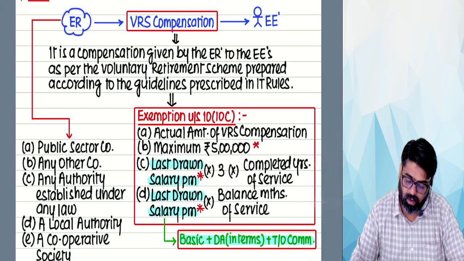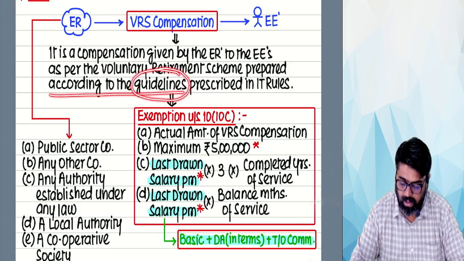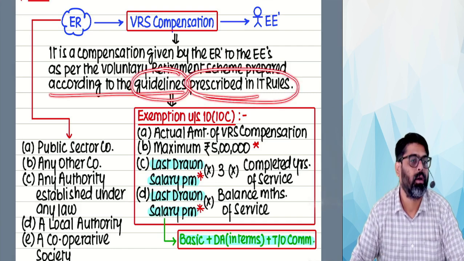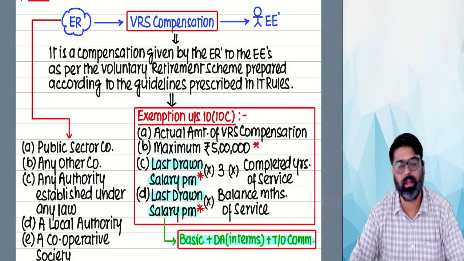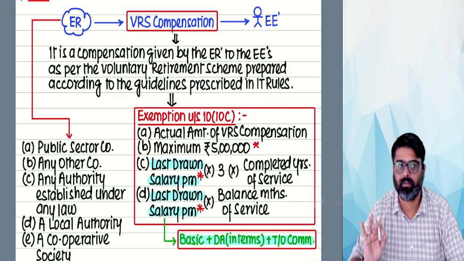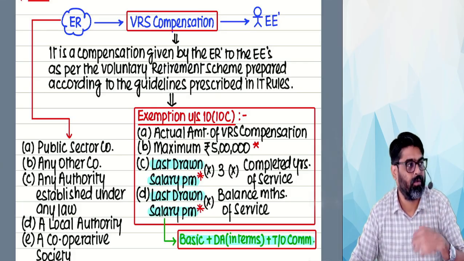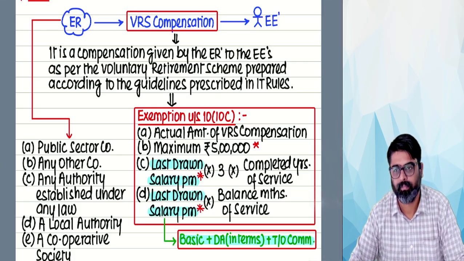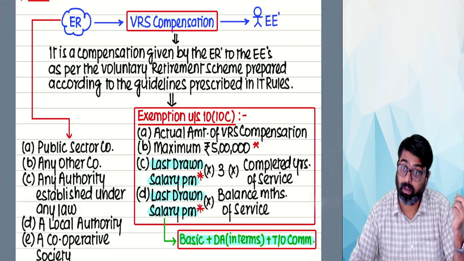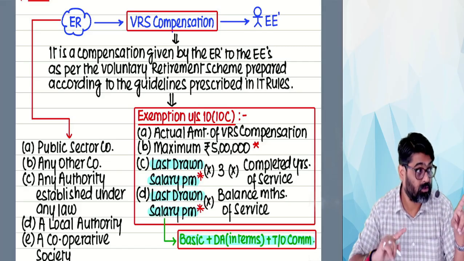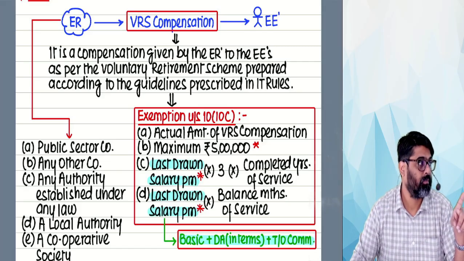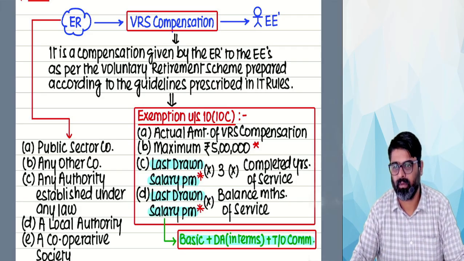Remember, the employer will have to prepare the scheme according to the guidelines prescribed in the IT rules. You are an employee. You are not supposed to prepare the voluntary retirement scheme. Who will prepare the scheme? The employer. And the employer, while preparing the scheme, has to follow the guidelines. A few examples I'll give.